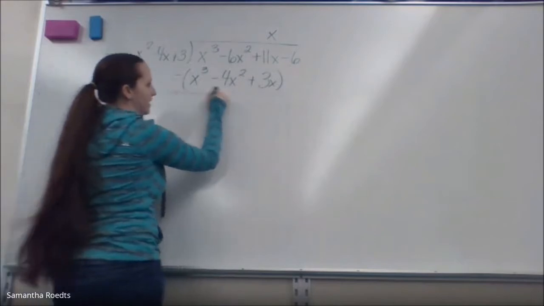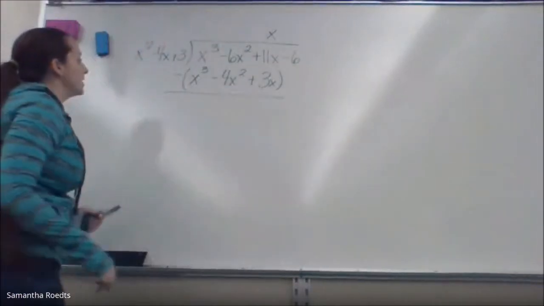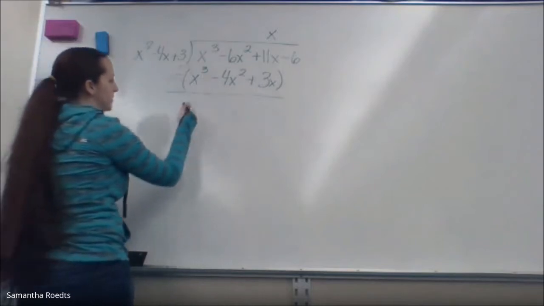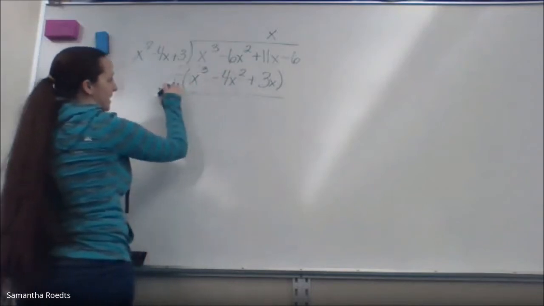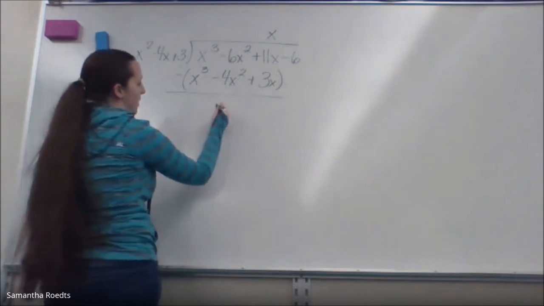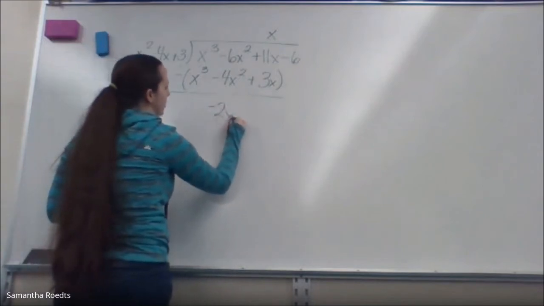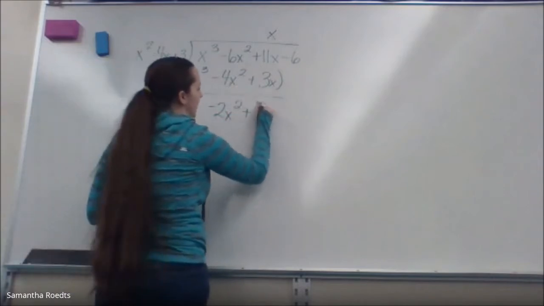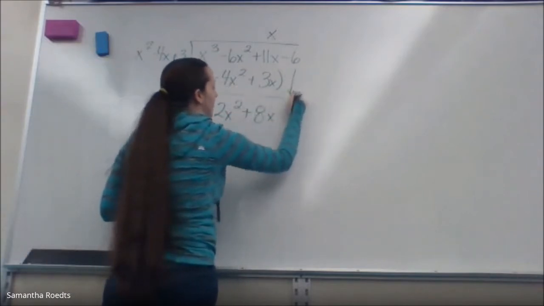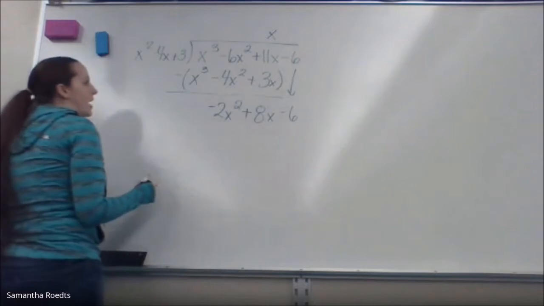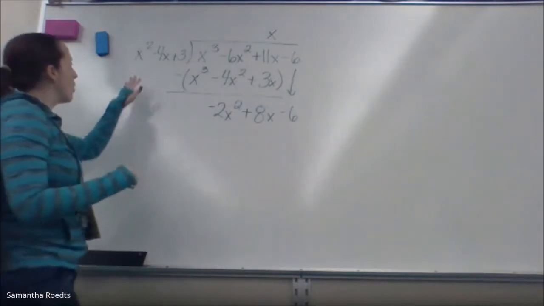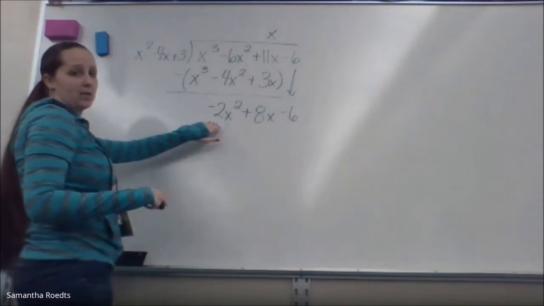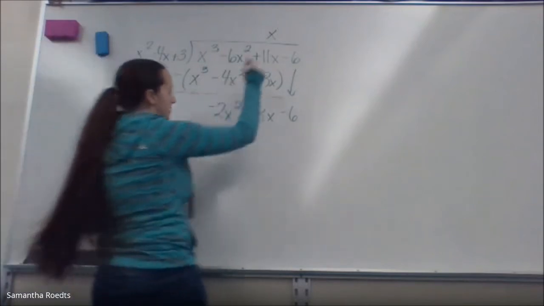Okay, I then subtract this. All right, so when I subtract, x cubed minus x cubed gives me 0. Negative 6x squared minus negative 4x squared gives me a negative 2x squared. And 11x minus 3x gives me 8x. Then I bring down the minus 6, okay? Now I ask myself, what times x squared gives me negative 2x squared? Well, negative 2 does.